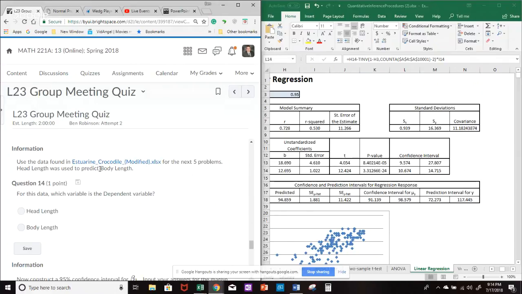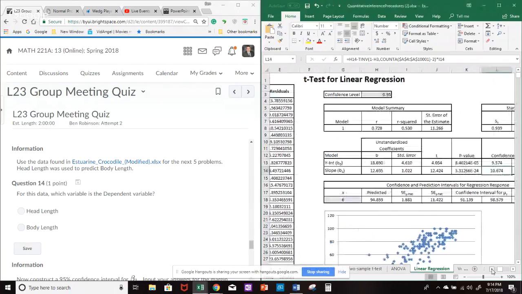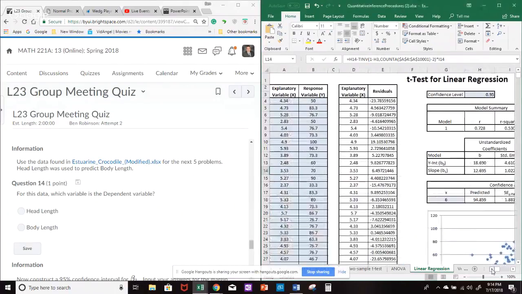Dependent variable. What is that? I forgot. If you'll remember, the dependent variable is also the response variable. Here's your clue of what it is. It says here, predict the body length. Oh, it would be the body length. Yeah, it's the body length.